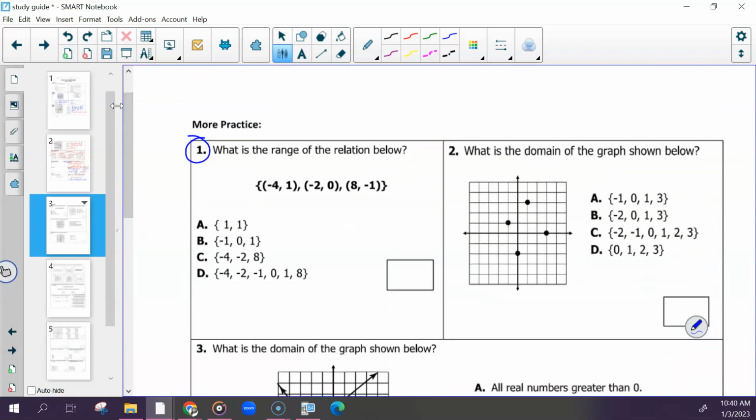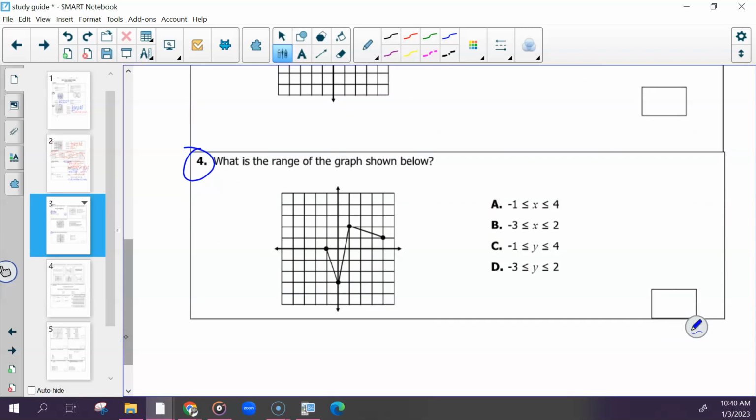So with 13, if we're looking for the range, we're looking for our y values. If it helps, underline it. And then find which one matches. For 16, we're also looking for the range. Looking at the answer choices, we can eliminate 2 of them because they have x's. So if we're looking at the lowest to the highest, which of these answers is our correct answer?